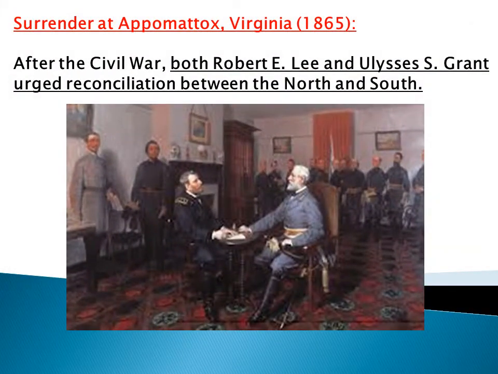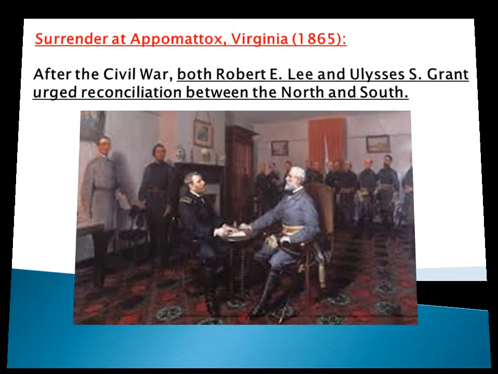The surrender will take place at Appomattox, Virginia in 1865. As depicted in this painting, both Robert E. Lee for the South, Confederate general, and Ulysses S. Grant, United States general, urged a handshake, reconciliation, friendship to be restored between the North and the South after the war was over. However, when we look at the next unit with Reconstruction, there's a lot of repairing to do.